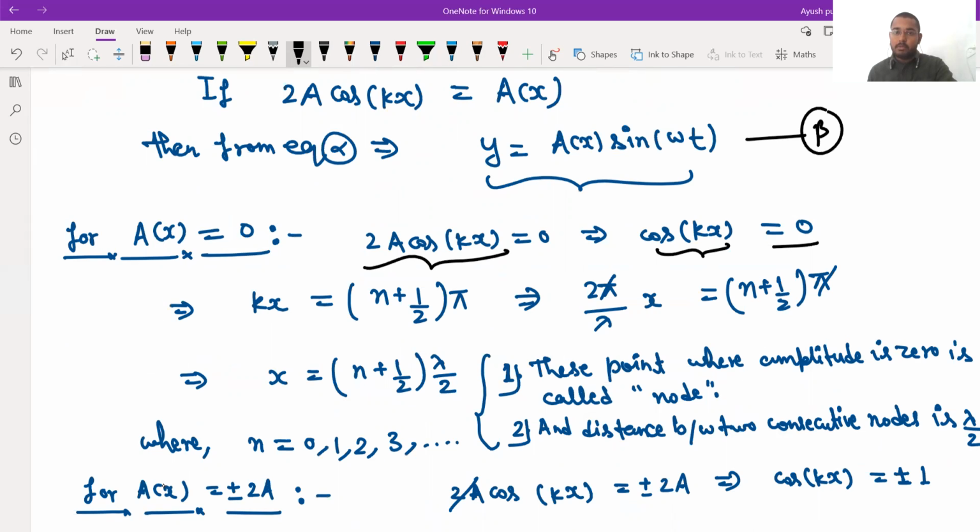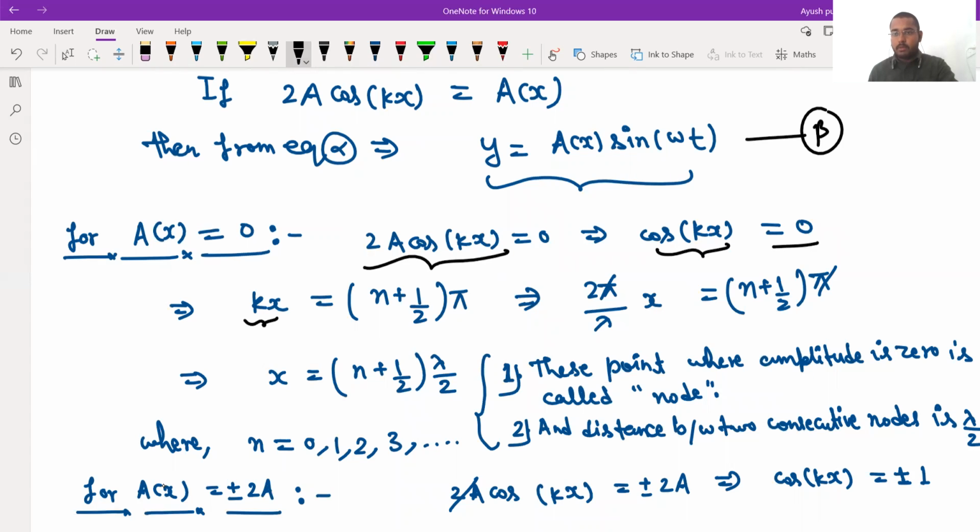Now cos kx equal to 0 can happen only when kx equal to (n plus half) pi. If I put n equal to 0, then it will be pi by 2. So if I put kx as pi by 2, the cos value will be 0. If I put n equal to 1, its value will be 3 pi by 2, and again the value of cos will be 0. So for all these points, the value of cos will be 0, implying the value of amplitude ax will be 0.